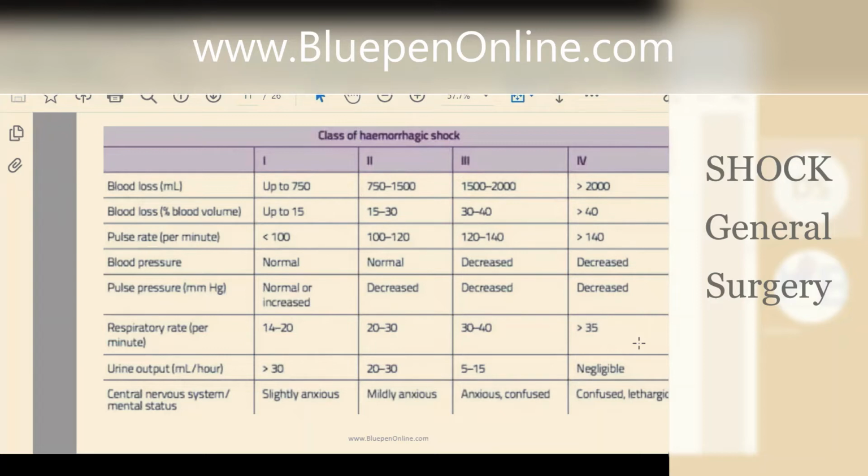Blood loss of up to 750 ml is stage 1 hemorrhagic shock, 750 to 1500 ml is stage 2 hemorrhagic shock, 1500 to 2000 ml is stage 3 hemorrhagic shock, and more than 2000 ml is stage 4 hemorrhagic shock.